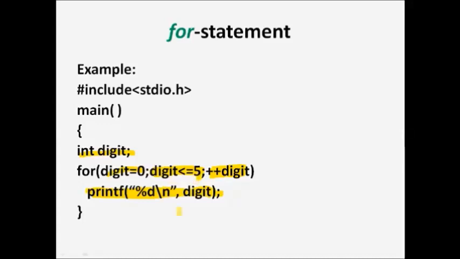If it is found to be true, then this statement will be executed again, right? And after the execution of this statement, expression 3, which increases the value of variable digit by 1, is evaluated. And after that, the next pass will start, and at the beginning of the next pass, the condition specified by expression 2 is checked. In this way, this statement will be executed as long as this condition is found to be true.